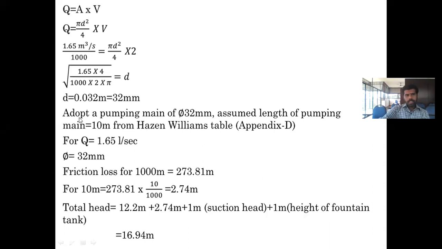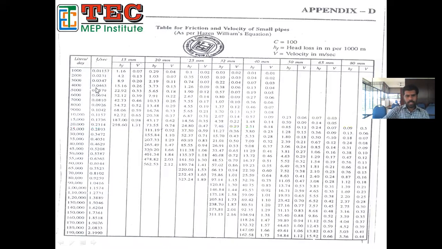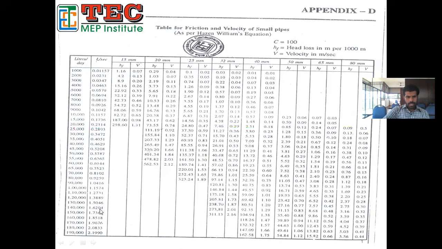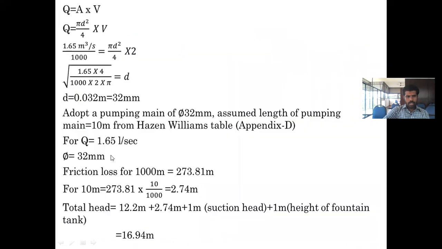So let's see here. We got the diameter, we got the flow rate. From the Hazen-Williams table, appendix D, Q is equal to 1.65 liter per second and diameter equal to 32. So we can see what the frictional loss is. So let's see here, 1.65 liter per second. It is 1.38, 1.5, 1.62 is there. So it is 1.65.